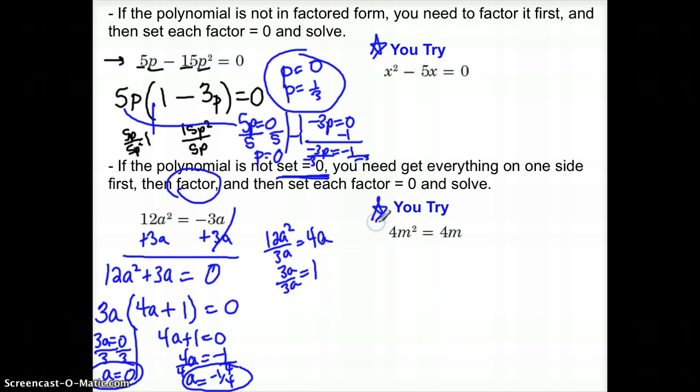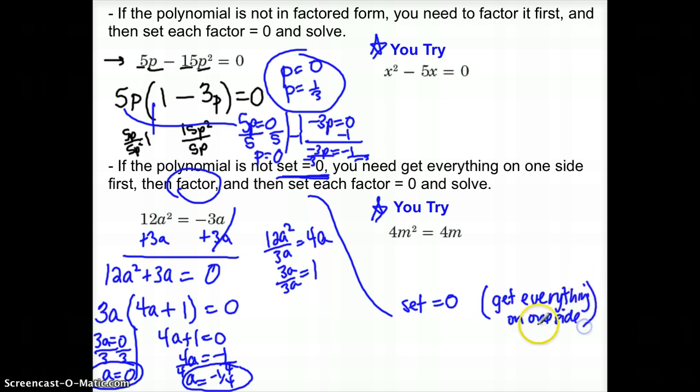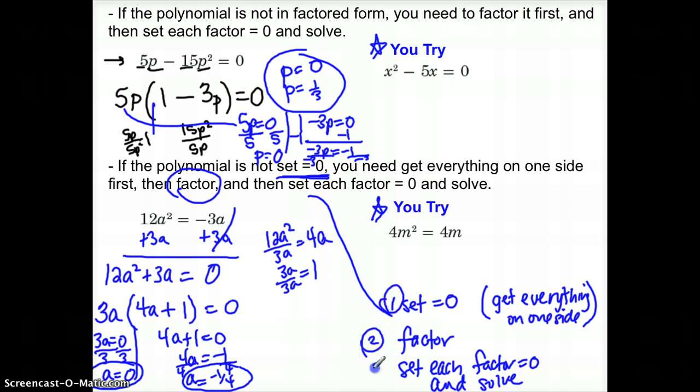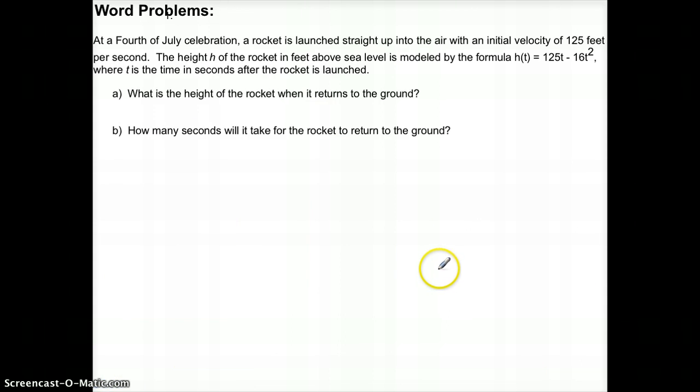There is a you-try. So to list out your steps though, when you're doing these, you want to set equal to 0. So get everything on one side. Okay, you do that by opposite operations. And then you factor. And then you set each factor equal to 0 and solve. Okay, so those are your steps to take. If you're one that likes to write down your steps, there you go.